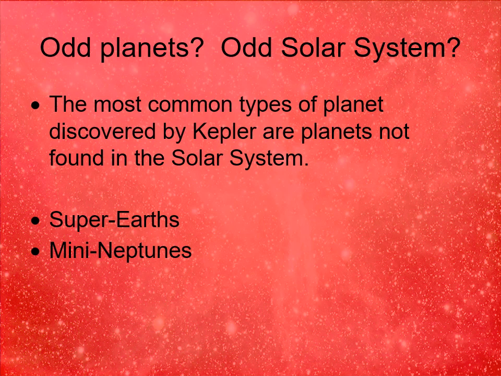We don't have enough data. The way that we find these things is much more sensitive to those sizes of planets. So that means we are still having a tough time. Even with the Kepler spacecraft, it would have a tough time finding our solar system.